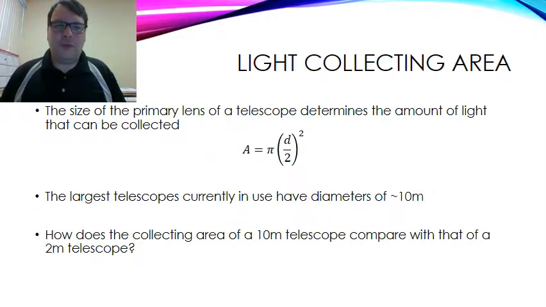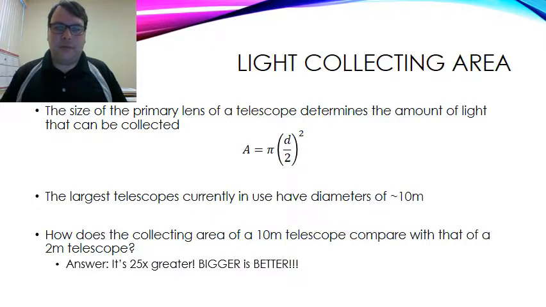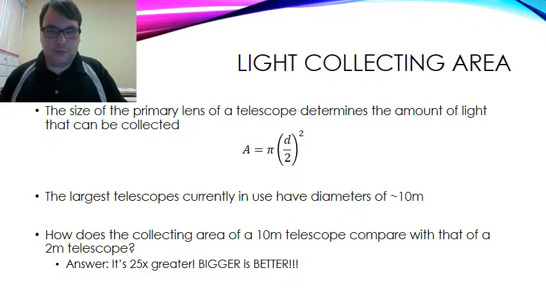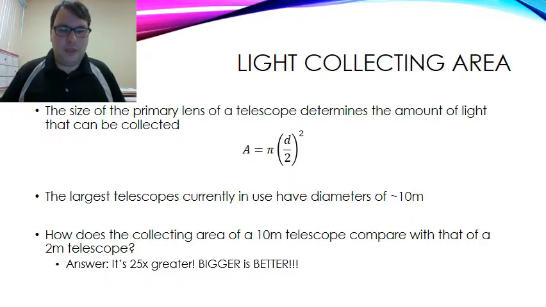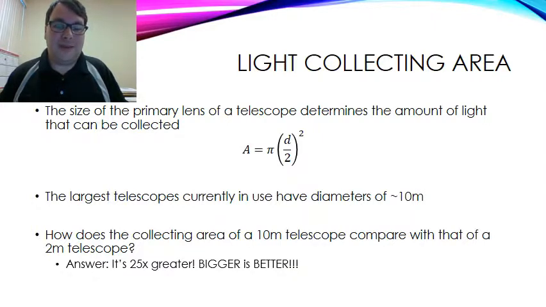So what is the difference in our light collecting area? Well, what we find out is that we calculate the area of a circle for that 10-meter telescope and for that 2-meter telescope. And we find out the difference here is about a 25 times difference. That means the 10-meter telescope collects about 25 times more light than the 2-meter telescope. Now, what does this mean? In astronomy, bigger is better. The bigger your primary lens, the more light you can collect, the better your image.